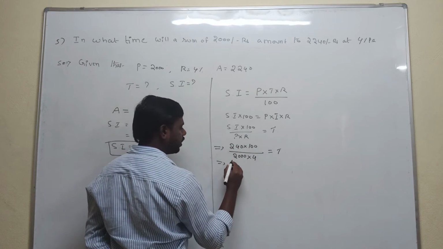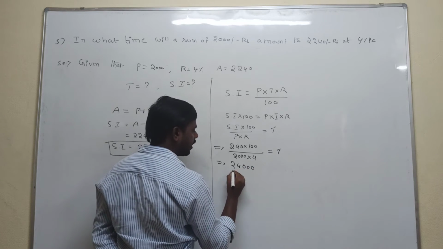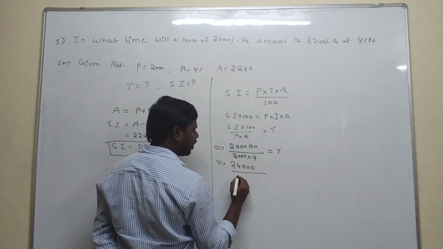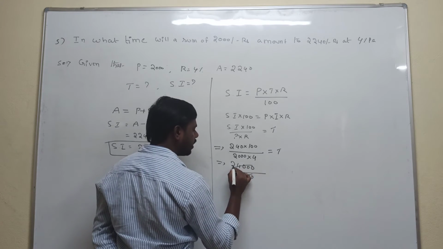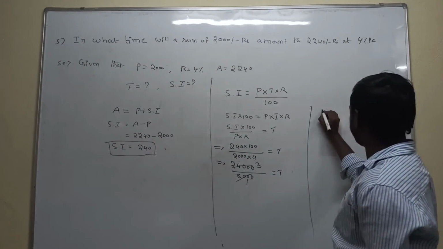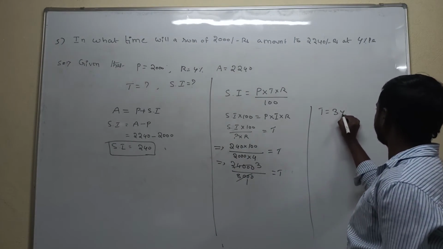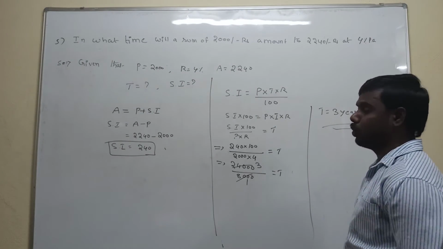240 into 1000 is 24,000 divided by 2000 into 4 is 8,000. 8,000 3 is 24,000. So finally we get the values. T is equal to how many years we are getting? 3 years. This is the required solution.